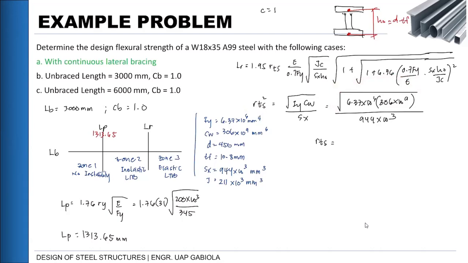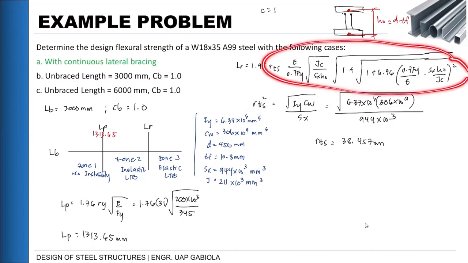Okay? So, square root of 6.37 times 10 to the 6 times 306 times 10 to the 9 all over 944 times 10 to the 3. Okay, then square root of that answer. We have 38.457, okay, as our value. And this is R, mm. Okay, so yung technique dito sa formulang to, before I forget, is to store yung values natin sa calculus.